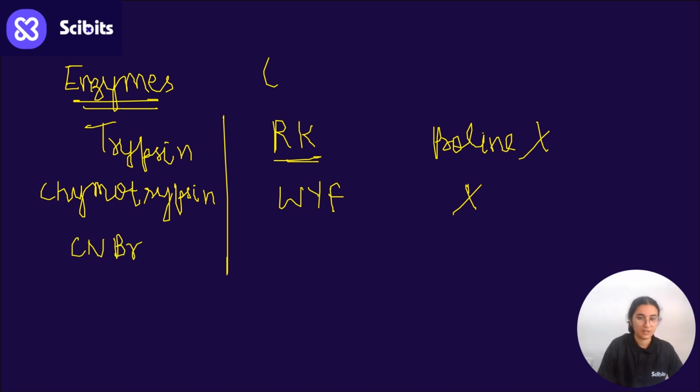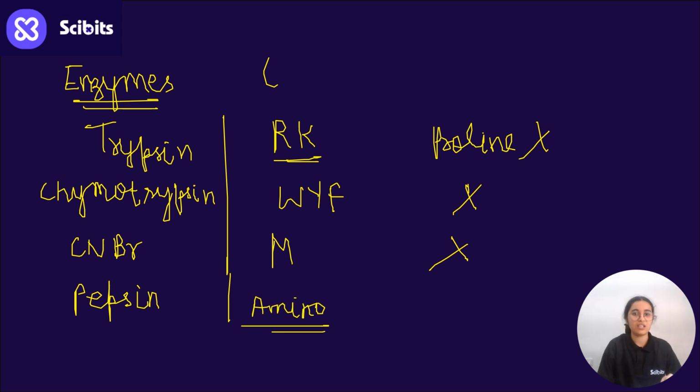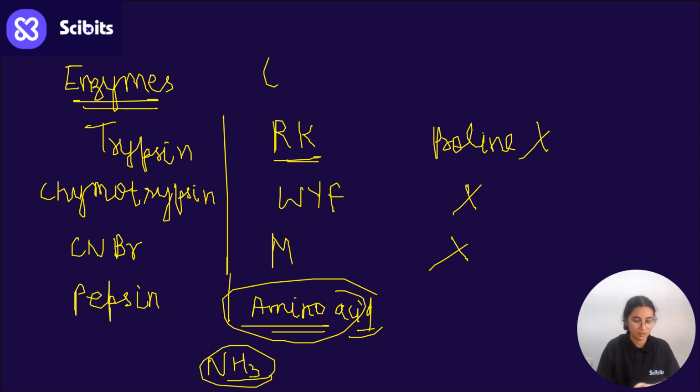CNBr cuts at the methionine position from the carboxylic side. It also doesn't cut proline. There is one more enzyme, pepsin, but this cuts from the amino side, the amino group, the ammonia group. It cuts at W, Y, F, meaning the amino acids tyrosine, phenylalanine, and tryptophan. It does not cut proline.